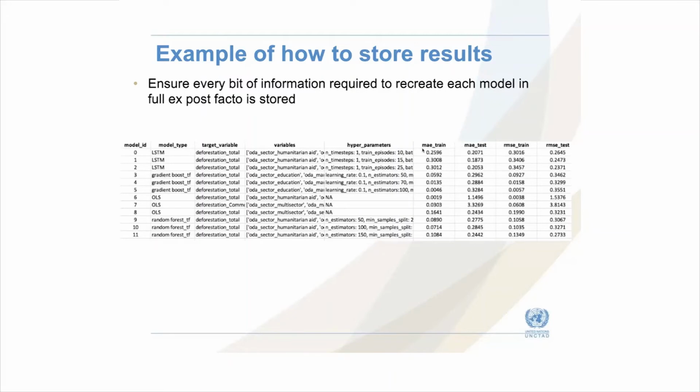So for each of these model runs, I was saving the mean absolute error and the root mean square error on both the train and the test set. And what that meant is that later on, I could go back and analyze these figures and figure out which model was doing the best, so generalizing and giving me the highest quality predictions.